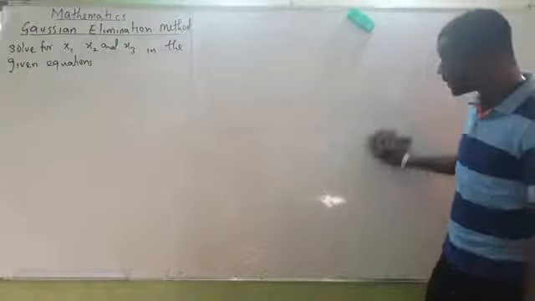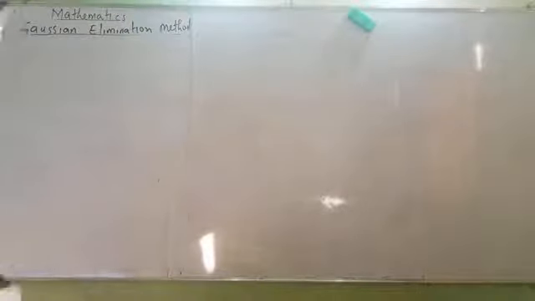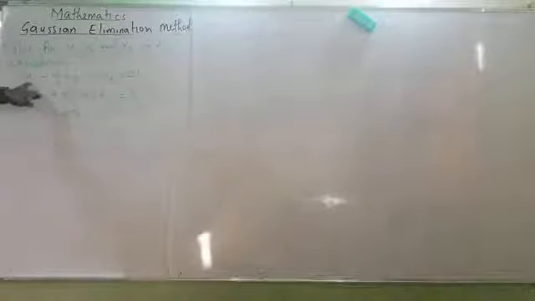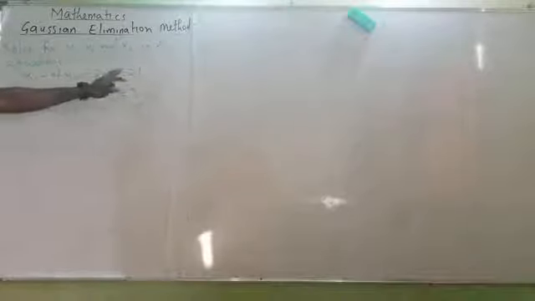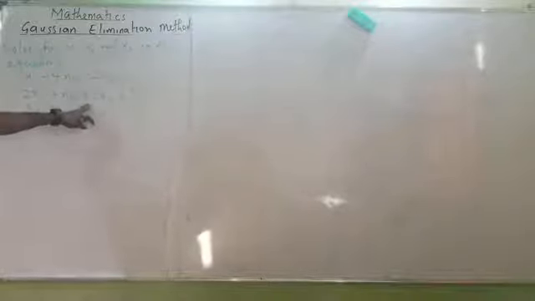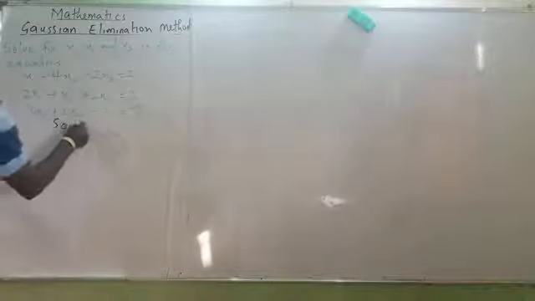Okay, now look at this problem. Let me solve another problem using the Gaussian elimination method. Look at this particular question. Solve for x1, x2, and x3 in the equations x1 minus 4x2 minus 2x3 equals 21, 2x1 plus x2 plus x3 equals 3, 3x1 plus x2 plus 2x2 minus x1 equals minus 2. Now, the solution to this problem is very simple.